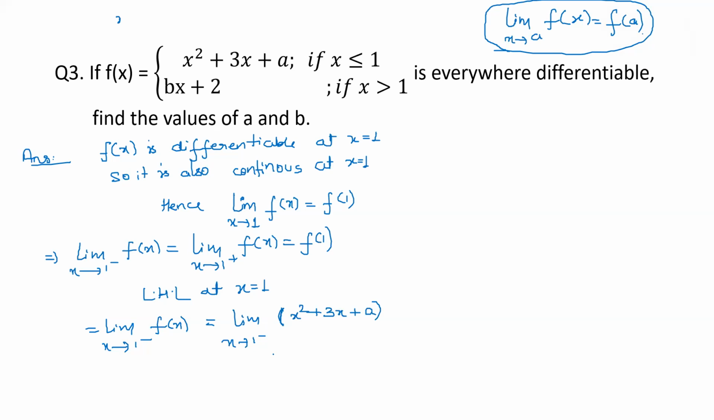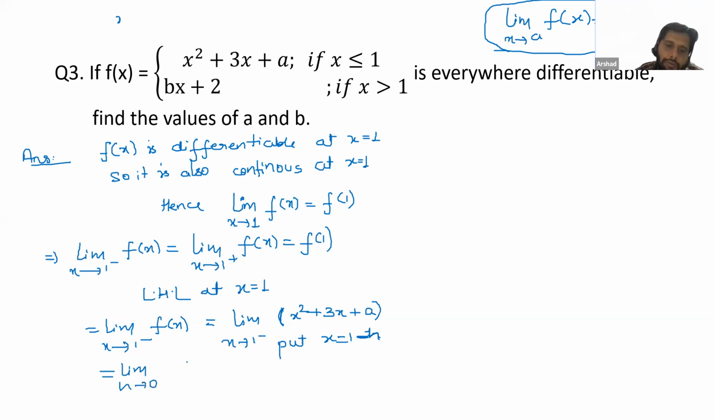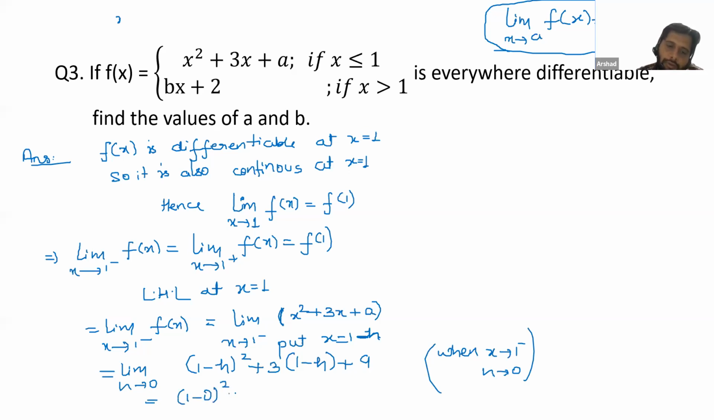Okay, then put x equals 1 minus h. Then limit h tends to 0 of (1 minus h) whole square plus 3 into (1 minus h) plus a. When x approaches 1 minus, h goes to 0. Put this value: (1 minus 0) whole square plus 3 into (1 minus 0) plus a. So we get 1 plus 3 plus a, which is equal to 4 plus a.